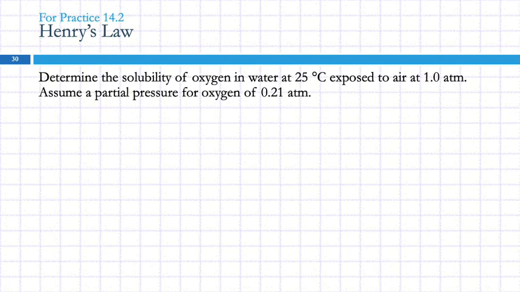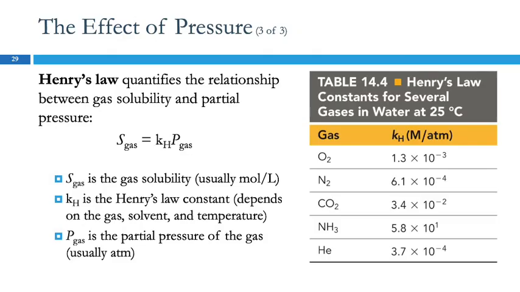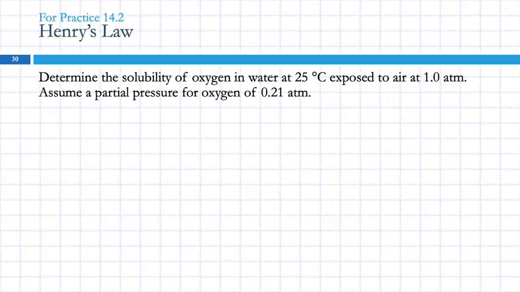Determine the solubility of oxygen in water at 25 degrees Celsius exposed to air at 1 atmosphere. Assume a partial pressure for oxygen of 0.21 atmospheres. So we need the Henry's law constant for oxygen, 1.3 times 10 to the negative third, and that's molarity per atmosphere. Let's write that down before I forget it: 1.3 times 10 to the minus third, molarity divided by atmospheres. I know, it's a weird unit.